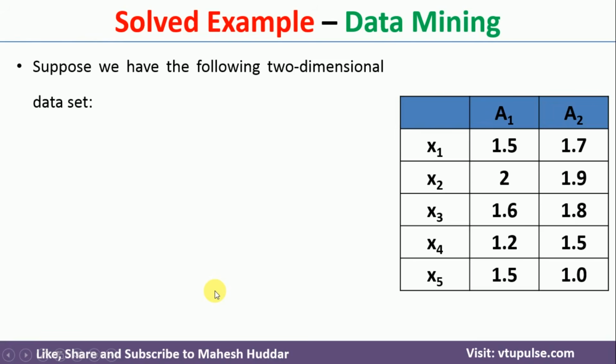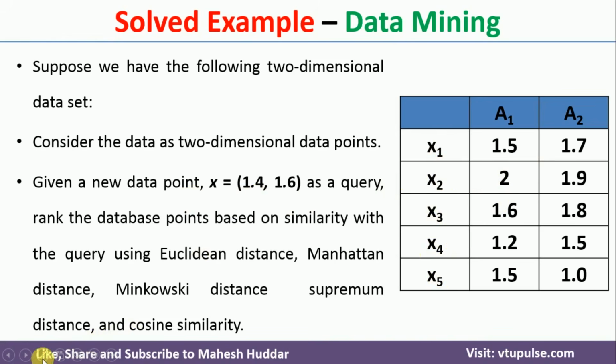In this case, we have been given 5 data points over here, that is x1, x2, x3, x4 and x5. We need to find the distance between these data points with respect to a new data point, that is x equal to (1.4, 1.6). Now we will try to find the first distance measure, that is Euclidean distance.